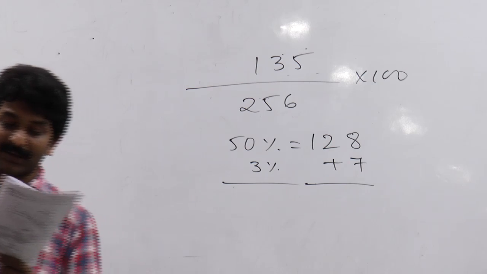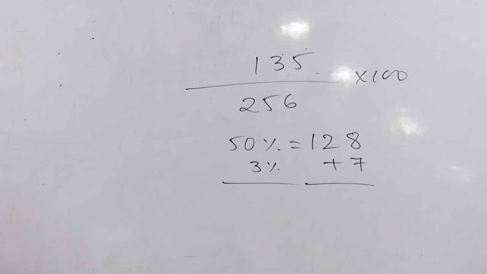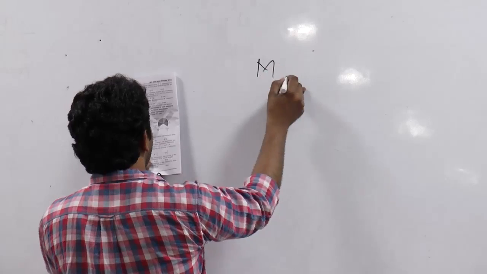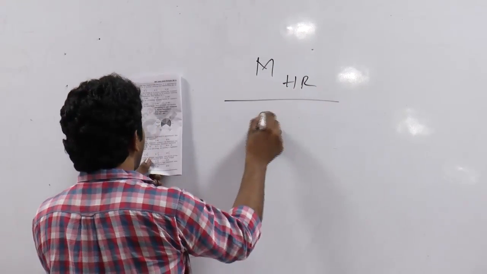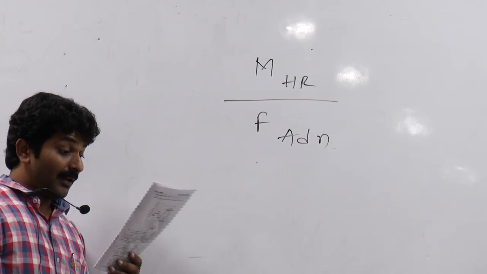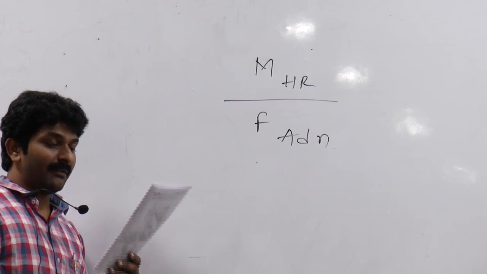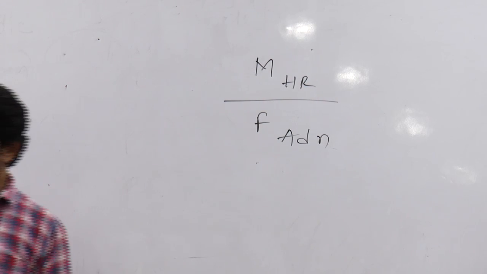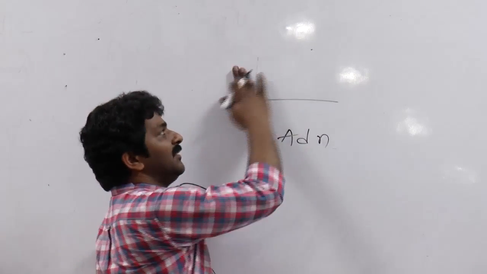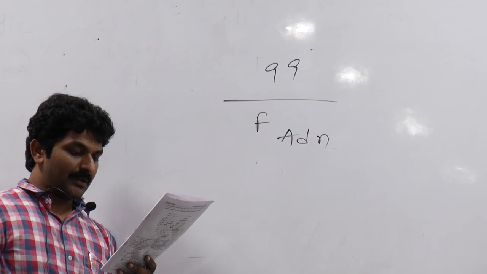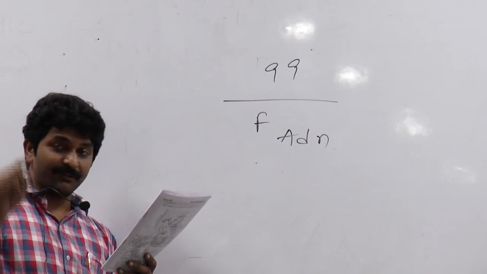Next, what is the ratio between the number of male employees working in the HR department and the number of female employees working in the administrative department respectively? Now, male employees in HR and then female employees in administration. HR male: HR percentage 11% of 900, 9 times 11 is 99. So the numerator is 99. The answer can be either the 4th option or the 5th option.